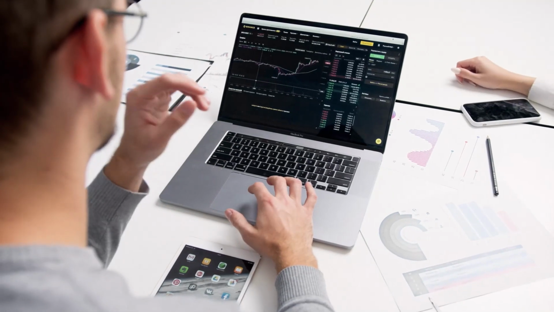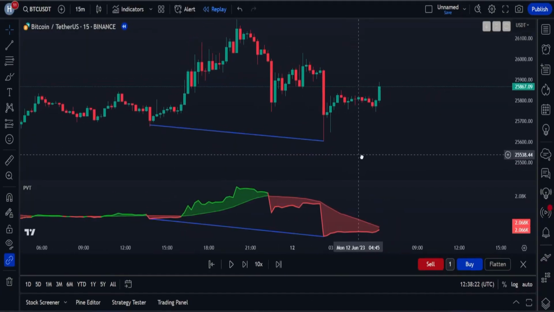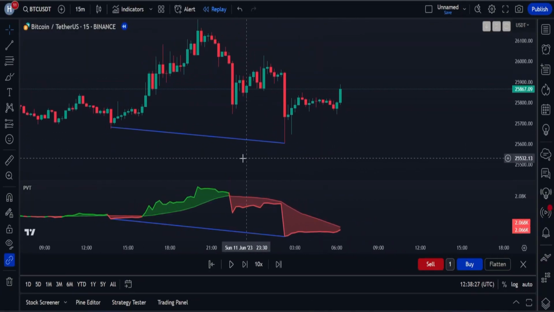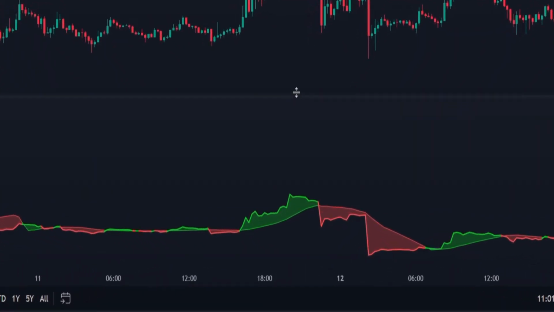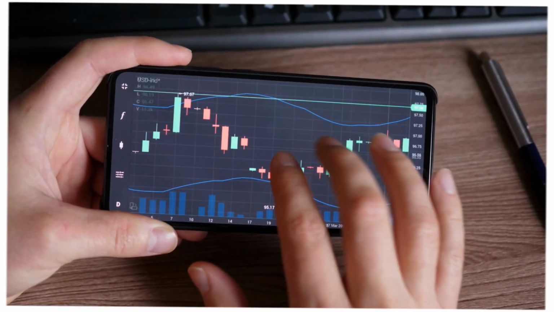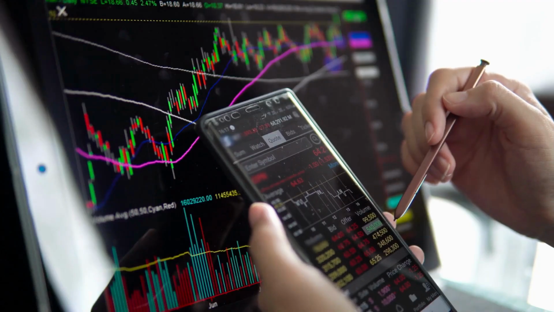In today's video, we have an exciting trading strategy to share with you that involves a powerful indicator known as the Price Volume Trend Indicator. The PVT indicator is not your average indicator. It has the remarkable ability to identify when smart money, institutional investors, and big players enter or exit the market.